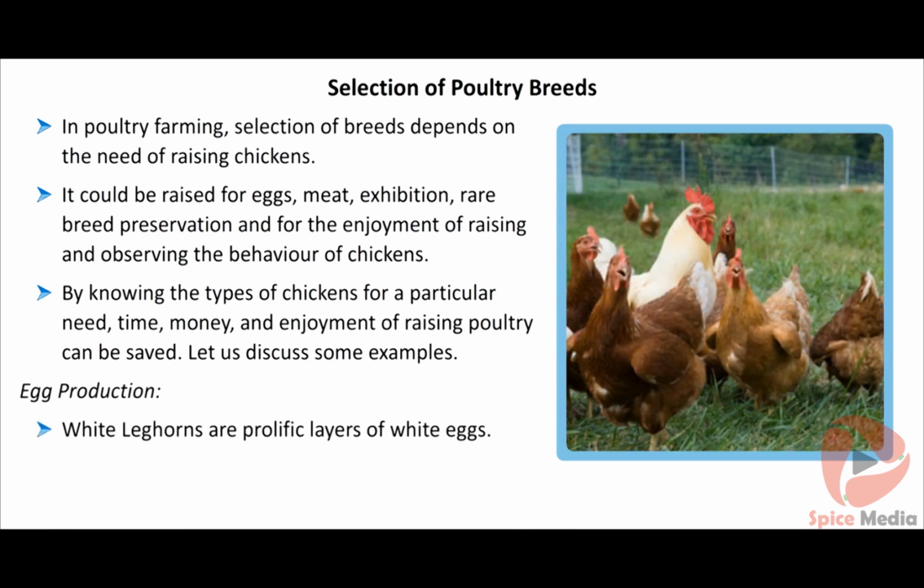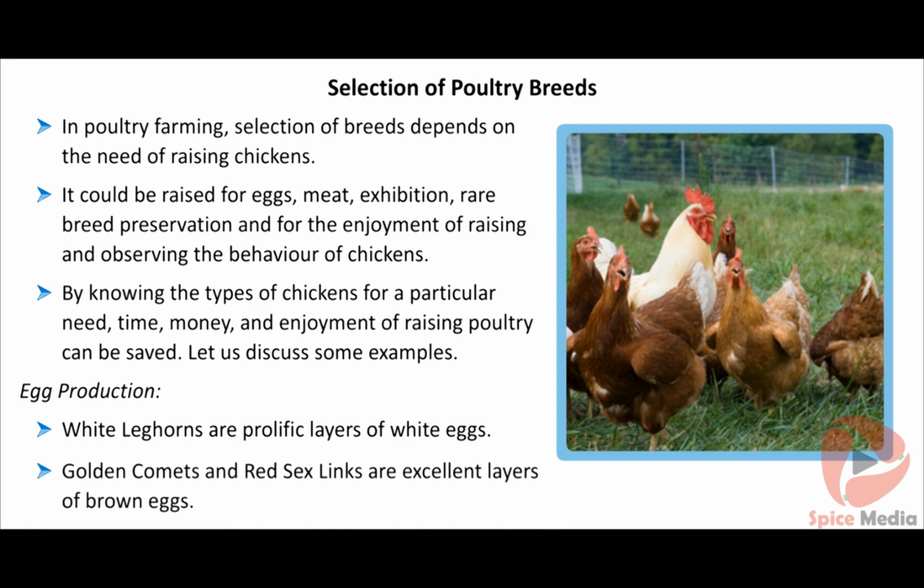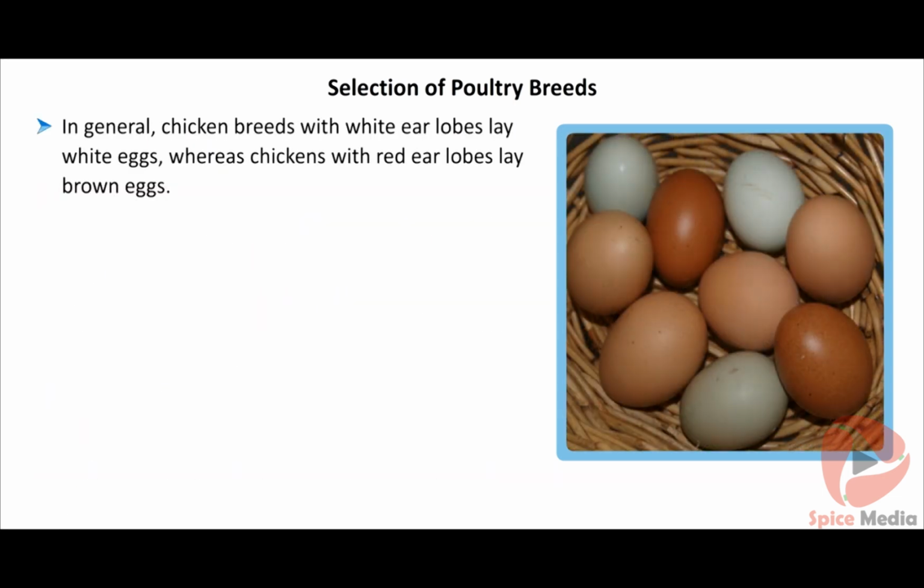White Leghorns are prolific layers of white eggs. Golden Comets and Red Sex-links are excellent layers of brown eggs. In general, chicken breeds with white earlobes lay white eggs, whereas chickens with red earlobes lay brown eggs.